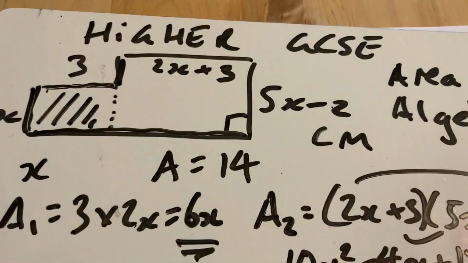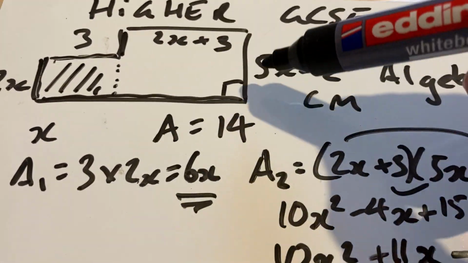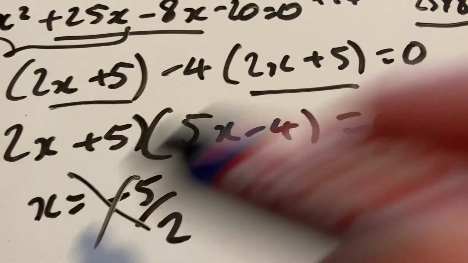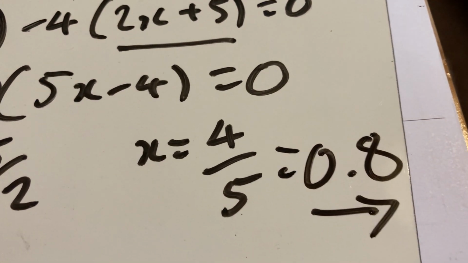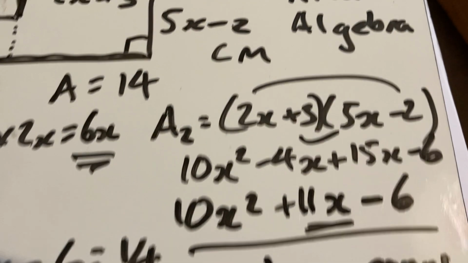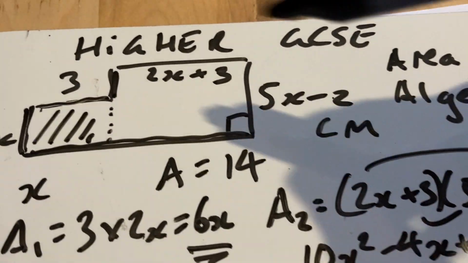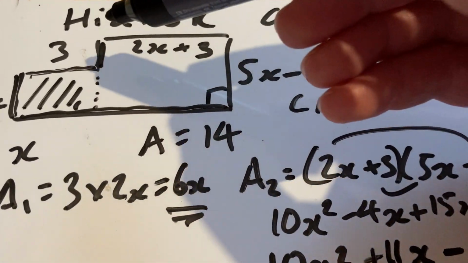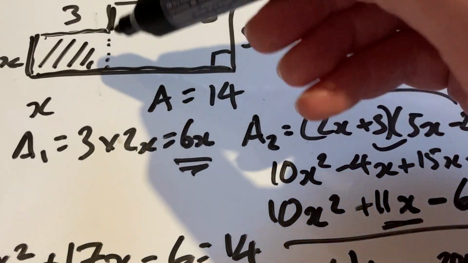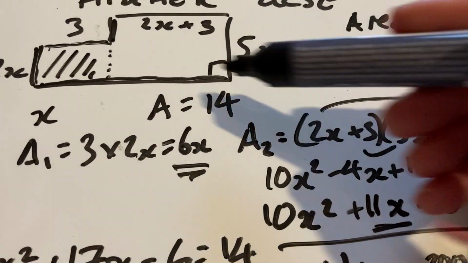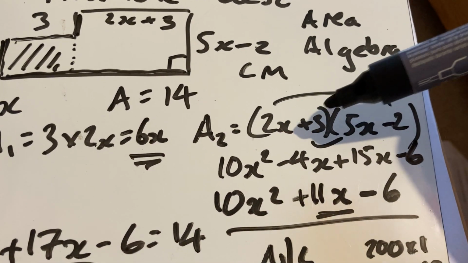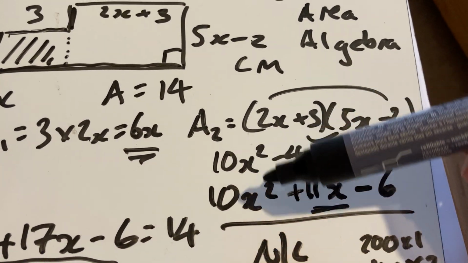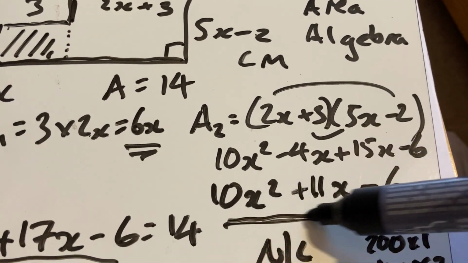Now, because it is a real positive number, an actual length, I can't have a negative number. So in this case, x is 0.8. And that solves our problem. So let's go through that again. We have a compound shape with algebra lengths. I don't need to find out everything if I just work out the two separate areas, A1 being 6x, and A2 being 2x plus 3 times 5x minus 2, which when expanded and simplified gives me that.